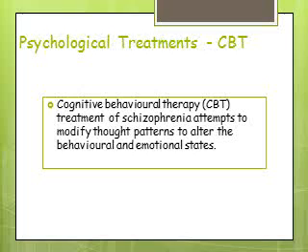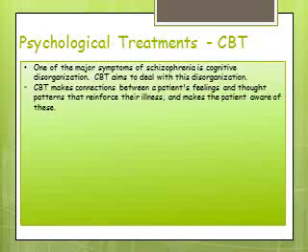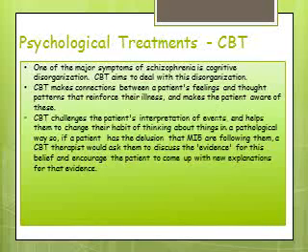CBT is a form of psychological treatment, and it attempts to modify the thought patterns to alter the behavioural and emotional states. One of the major symptoms of schizophrenia is cognitive distortion, and CBT aims to deal with this disorganisation. CBT makes connections between a patient's feelings and thought patterns that reinforce their illness and makes the patient aware of these. They challenge the patient's interpretation of events and help them to change their habit of thinking about things in a pathological way. So if a patient has a delusion that the MI5 are following them, a CBT therapist would ask them to discuss the evidence they have for this.